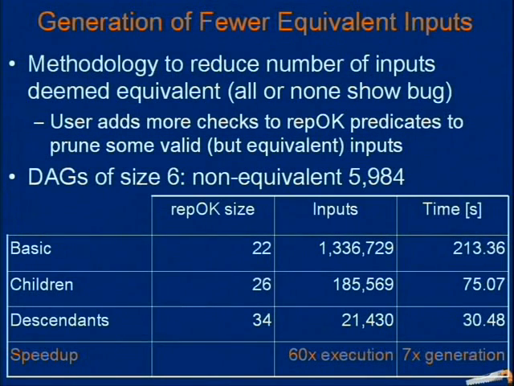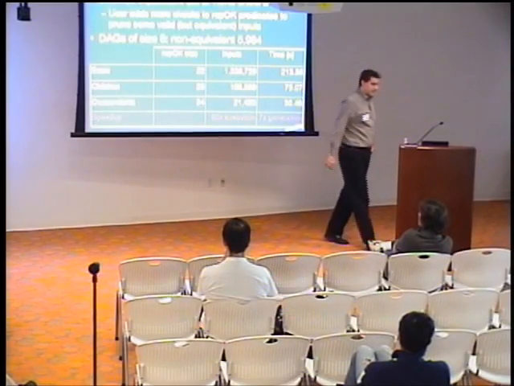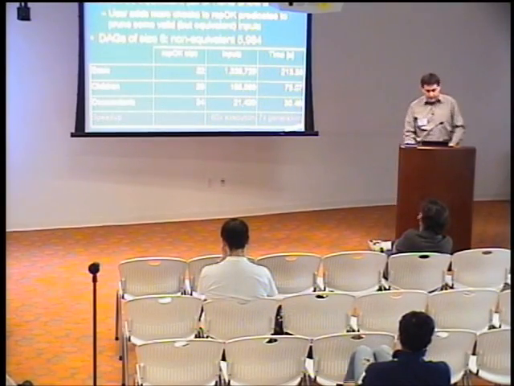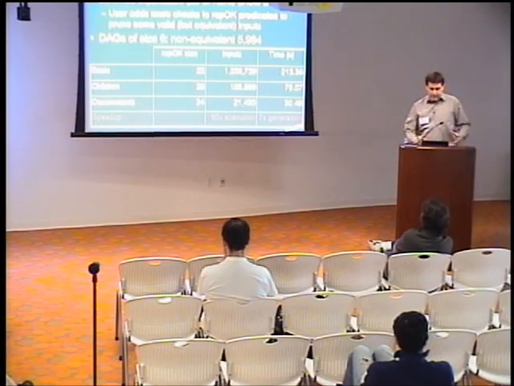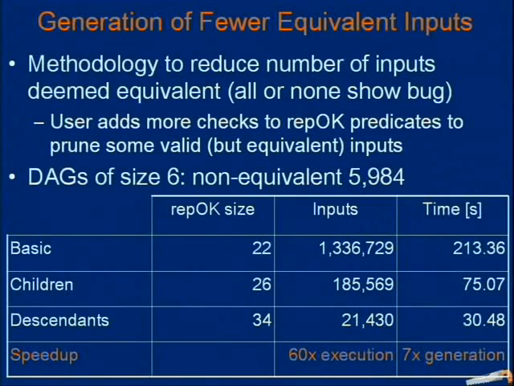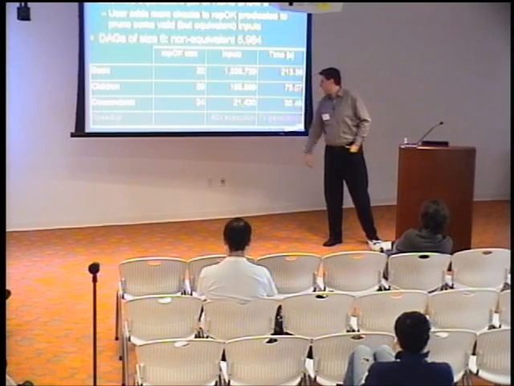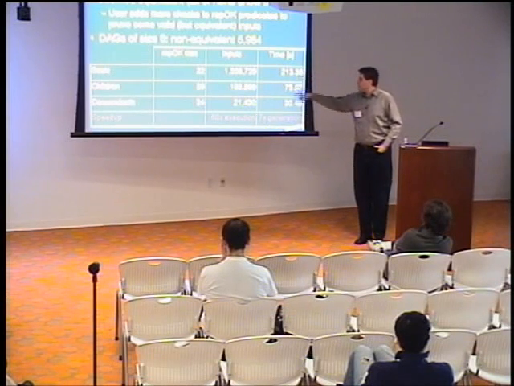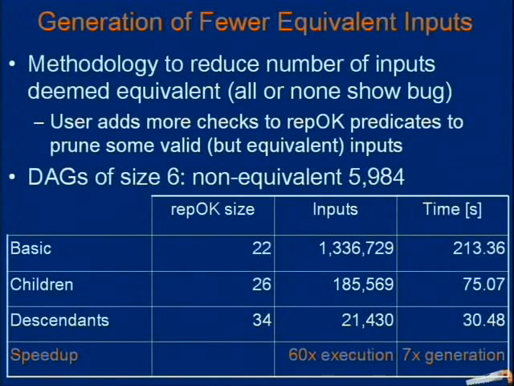Again, I'm not going to describe the details of that or how it works, but here's some summary of the result. Basically, by investing some more effort, this roughly measures the effort that the tester has to invest in using the tool. By investing some more effort, you can obtain impressive speed ups in the execution and the generation time. So here, the number of inputs dropped significantly from 1 million to 20,000. And then here's the generation time that went down about 7 times.